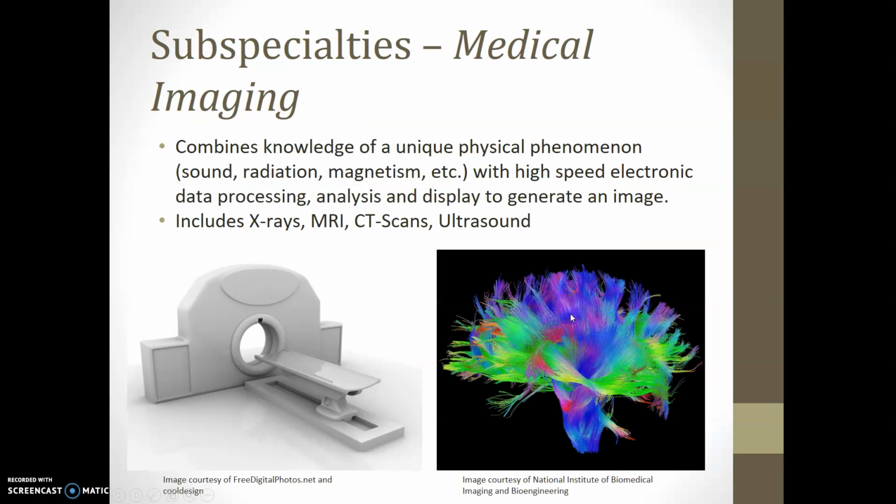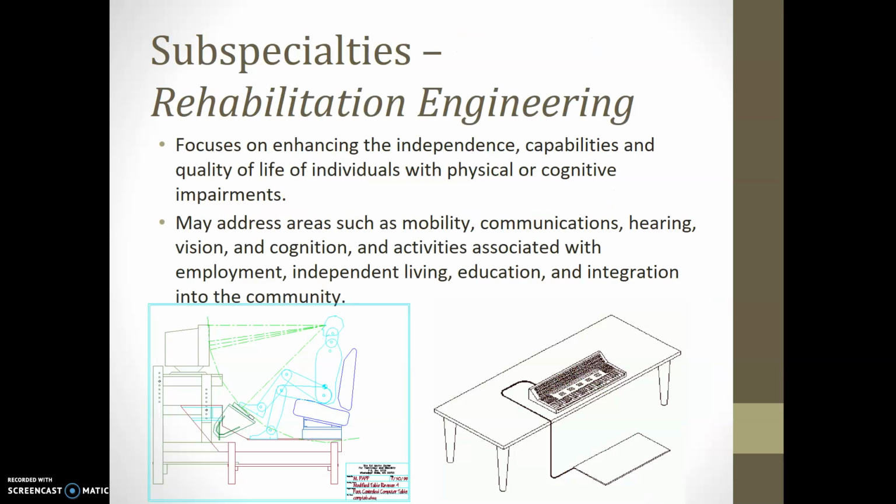Then there is medical imaging, which is a big one. This is like building x-rays, CAT scans, MRIs, ultrasound machines, and that can look at specific phenomena using physical phenomena like sound, radiation, or magnetism, and high-speed electronic data processing can actually generate images using them.